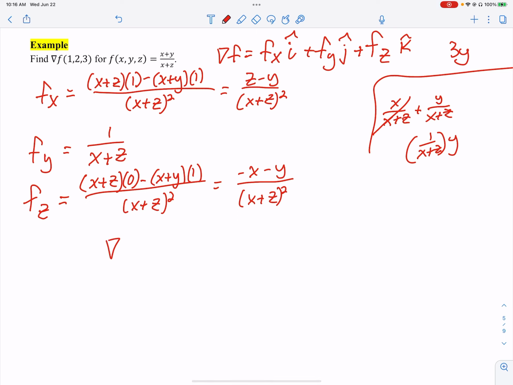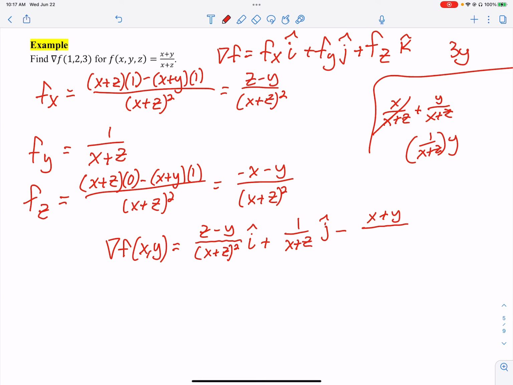So the gradient of f then, of x, y, remember this is our steepest path from a point. This is going to be (z minus y) over (x plus z) squared i plus 1 over (x plus z) j, and then plus, and then I'm going to throw a minus there and change the top to x plus y, over (x plus z) squared. You don't have to do that. You could have left the negatives and still got the right answer.